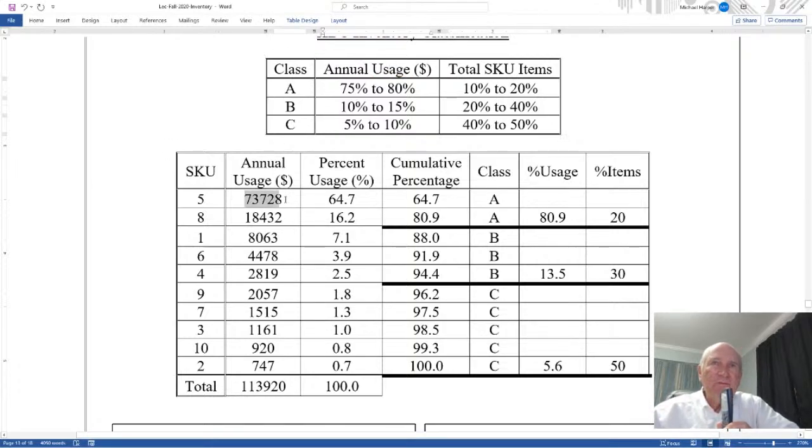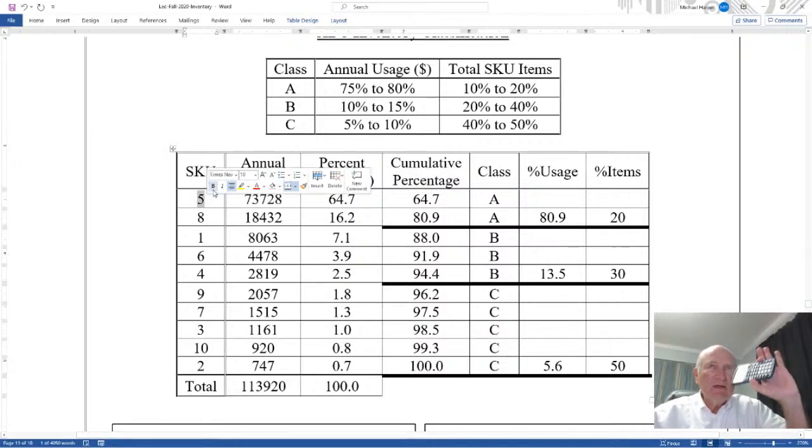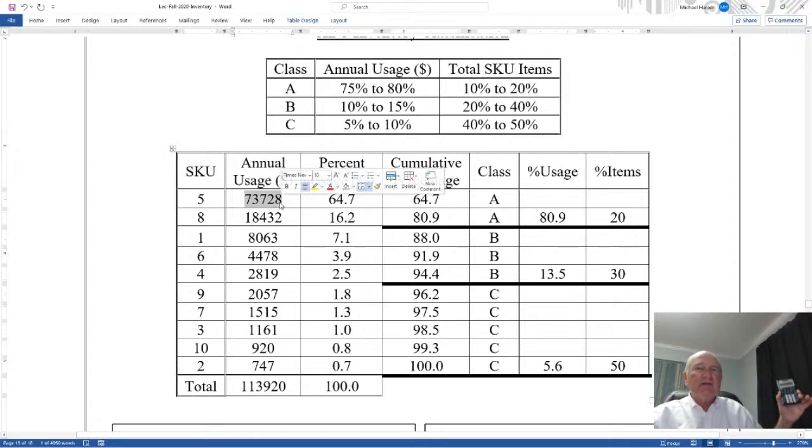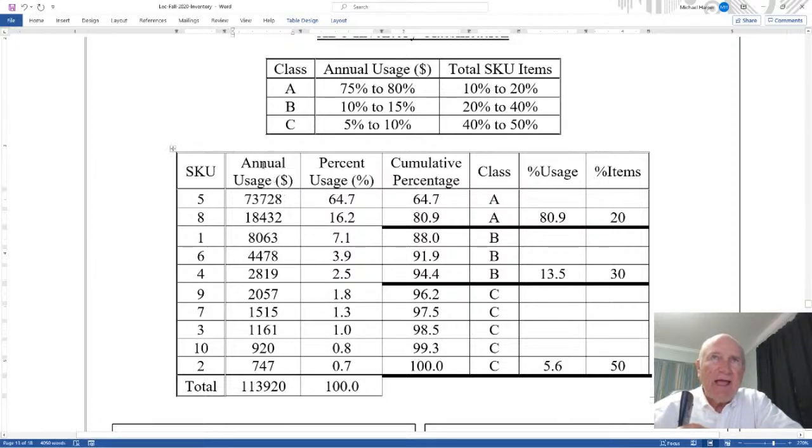Over a year, this is SKU 5. And over a year, I had $73,728 come into my inventory and go out in dollars. So this is my annual usage, or my turnover in dollars. I rank order it highest to lowest. I divide through by the total and get a percentage. Okay, and then I have a cumulative percentage.